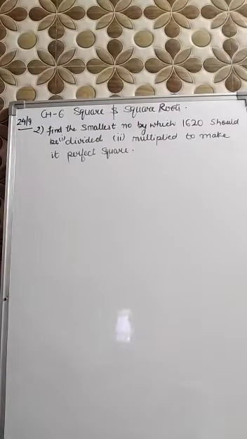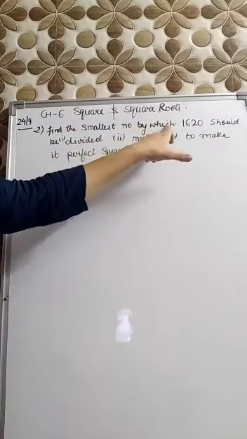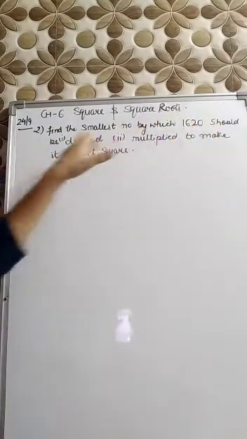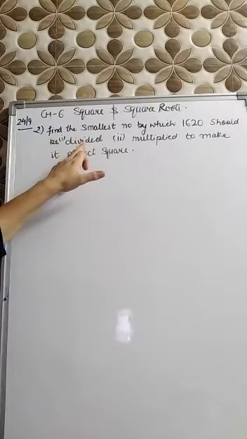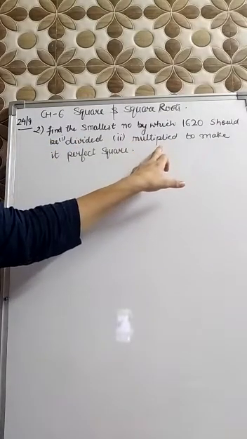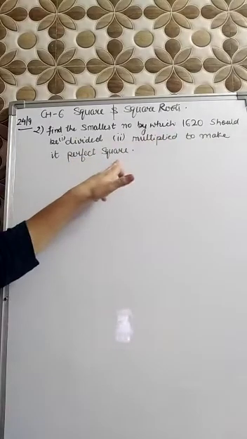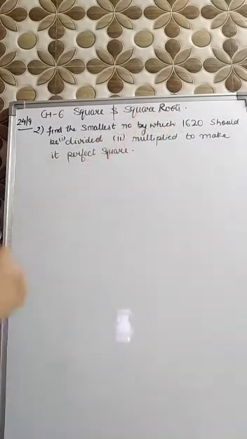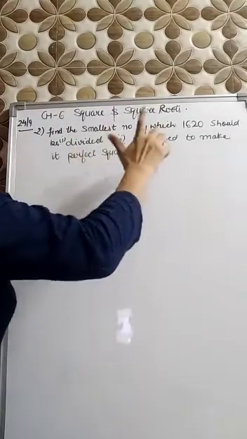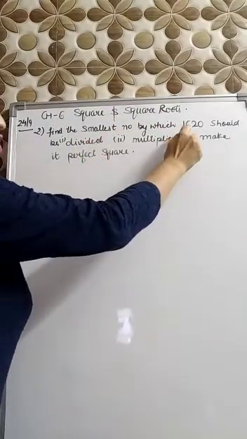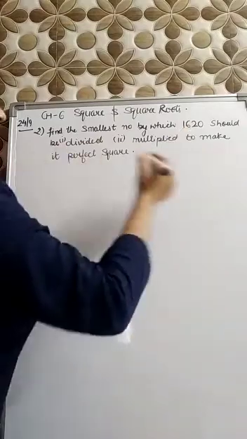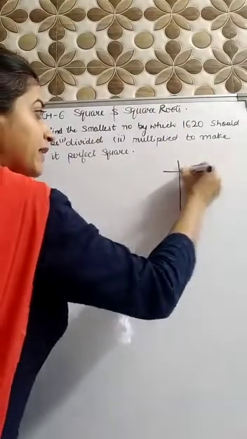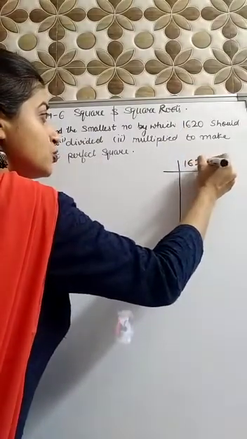So the second question is, find the smallest number by which 1620 should be divided in the first part and multiplied in the second part to make it a perfect square number. So we are going to discuss these two parts in the same question. Firstly, you will find the smallest number by which this should be multiplied. So let's find the prime factors of 1620.